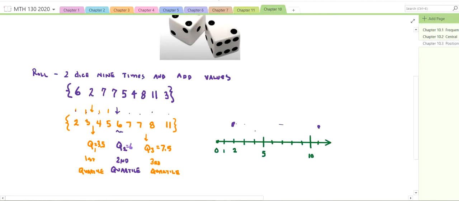And now I'm going to mark my first quartile, 3.5, which is right here. My second quartile is 6, right here. And my third quartile is 7.5, which is here. So this will be Q1, Q2, Q3.